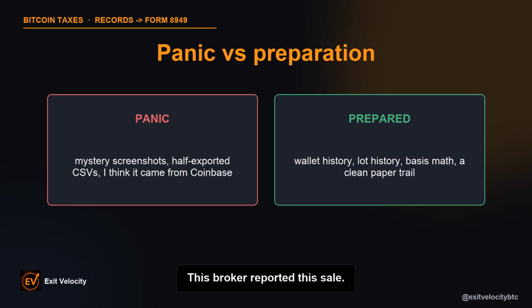This broker reported this sale. Here is the wallet history. Here is the lot history. Here is the basis calculation. Here is why the Form 8949 row looks the way it does. That does not mean the IRS will agree with everything automatically. It does not mean you should handle complex cases alone, but it gives your tax professional something usable, and it gives future you a fighting chance.